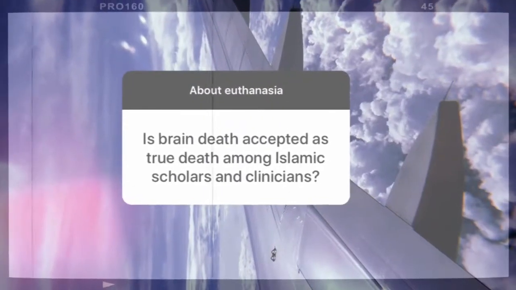As long as there is even a little hope of the brain regaining its function, which is usually the case when other parts of the brain stop functioning except the brainstem, the person is not considered brain dead. So once the doctor declares them as brain dead, in Islam, can they be considered as legally dead, or can it be considered as true death?